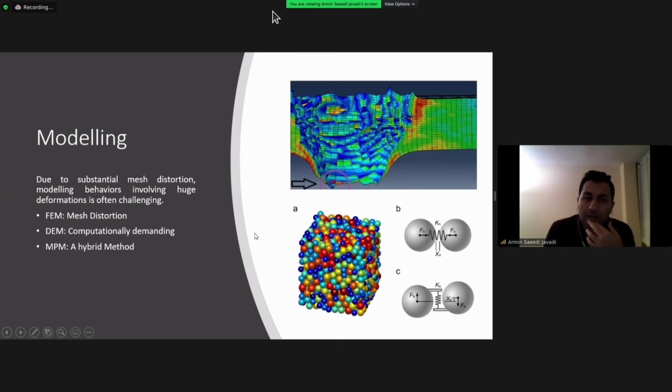But how to model it? The first method that comes to our mind is FEM, finite element method. But for large deformations, FEM faces mesh distortions and it cannot return good results. There are some other methods such as discrete element method, which tries to model soil particles separately. It can model this kind of behavior, but it is very, very computationally demanding. There is another method which I am going to present to you called the material point method.